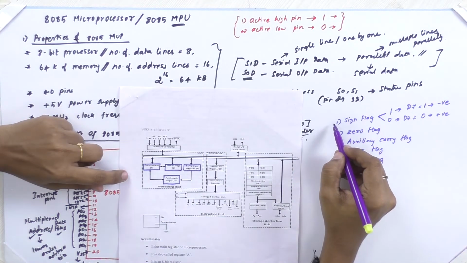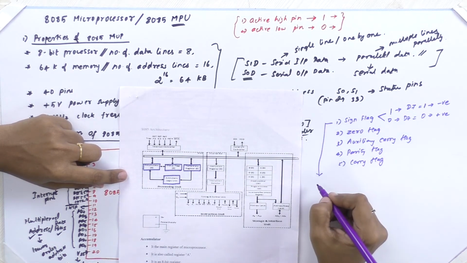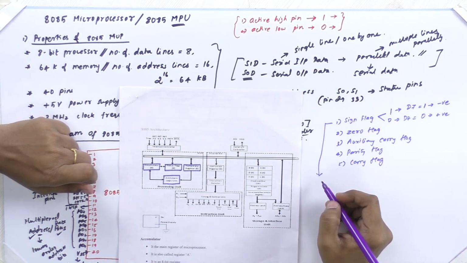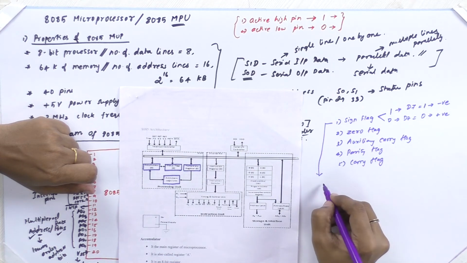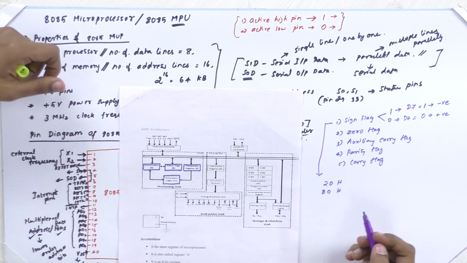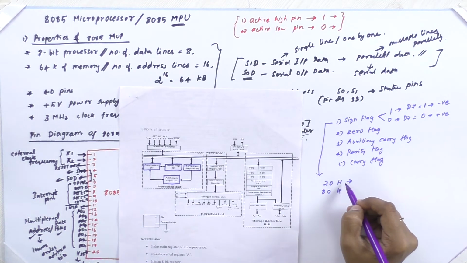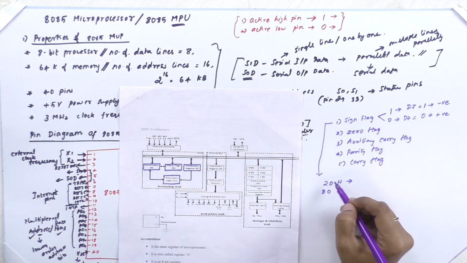It can be explained clearly with an example: if the processor is performing an addition operation between two hexadecimal values, 20H and 80H, it will be processed internally as binary values.